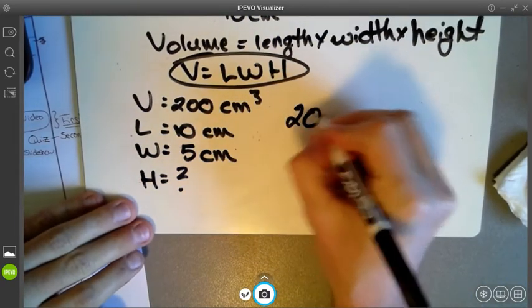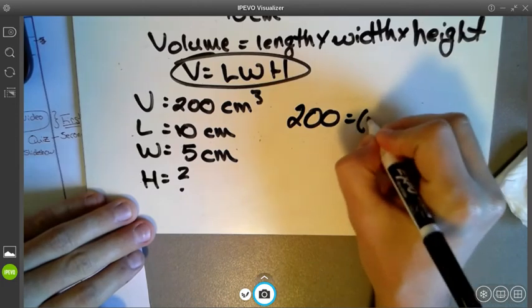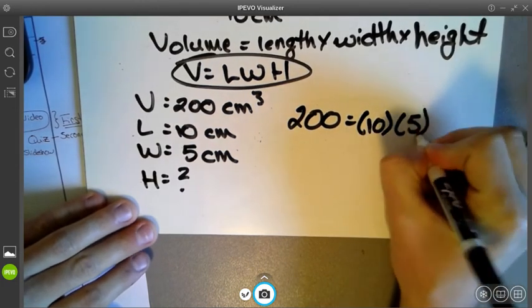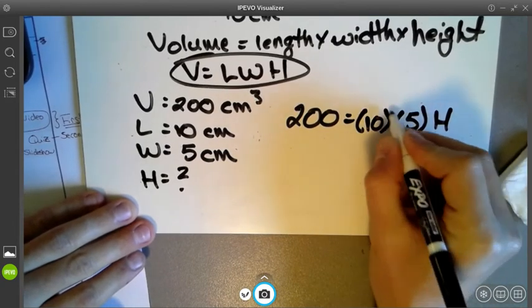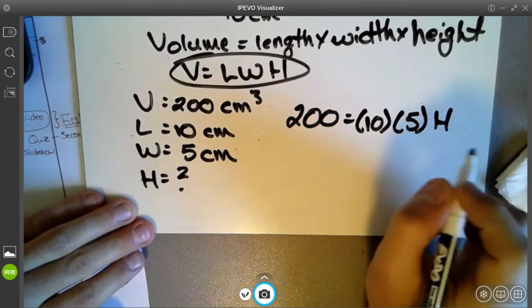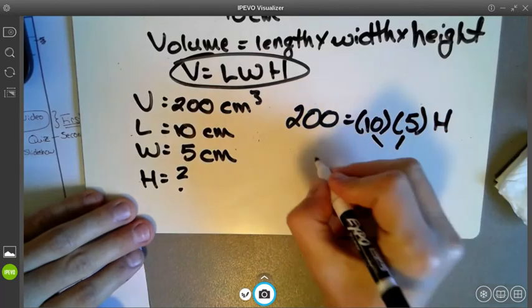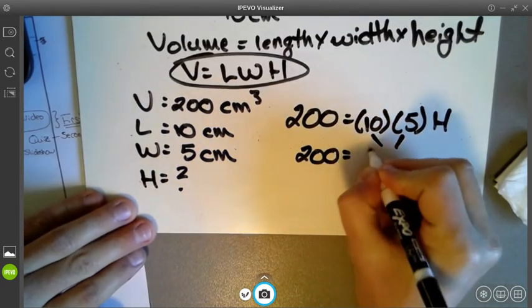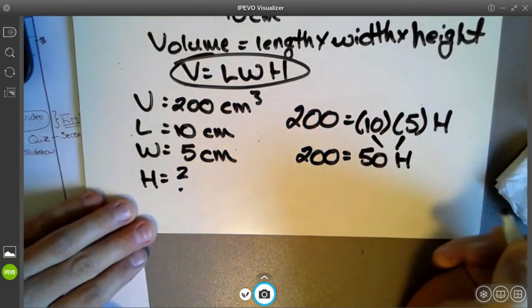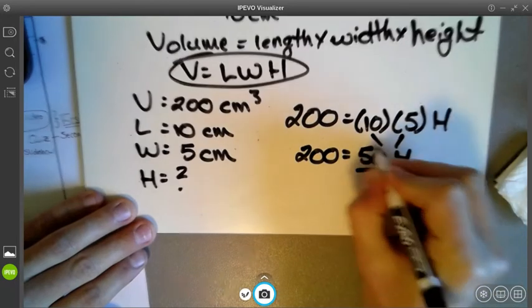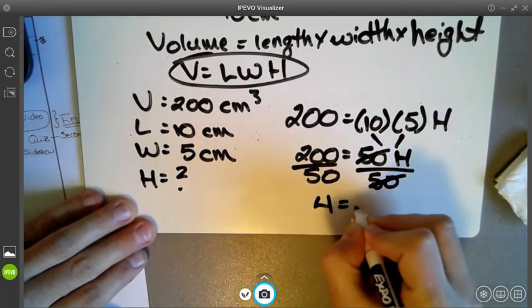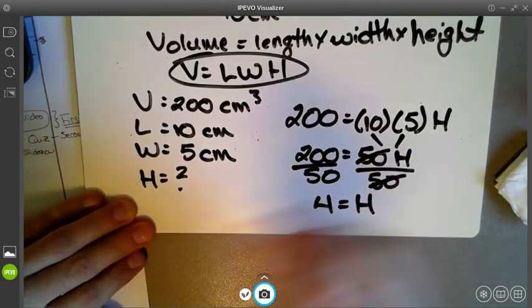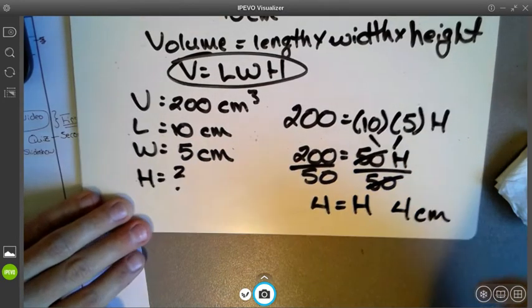But say we did it where we actually multiplied. So we got 10 by 5 by h. If we multiply these two together, because again, if they're right next to each other, that means they're multiplied, we have 200 equals 50h. Divide both sides by 50. We get 4 equals h. So our height is 4 centimeters.